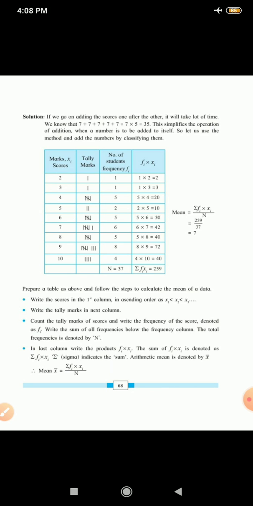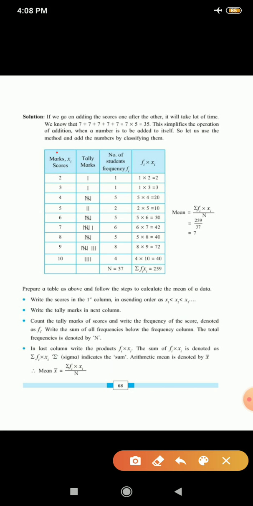Now we will prepare a tabular form, a table. So here the first column, marks, we will call as x1 or xi, and the scores. The scores given there are 2, 3, 4, 5, 6, 7, 8, 9, 10. So the second column is called as the tally marks.